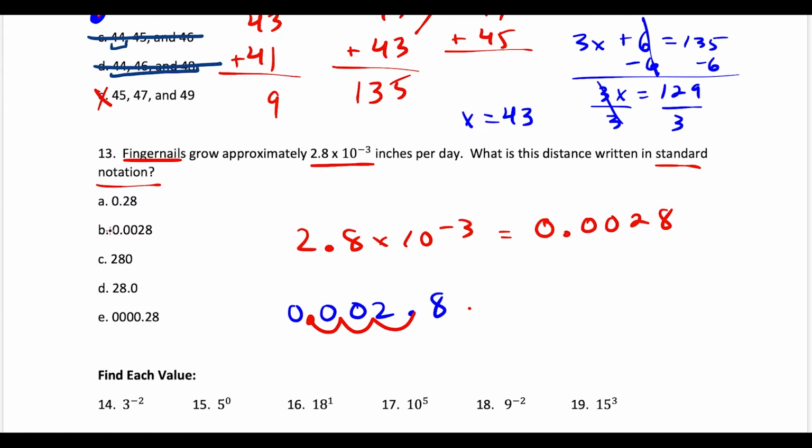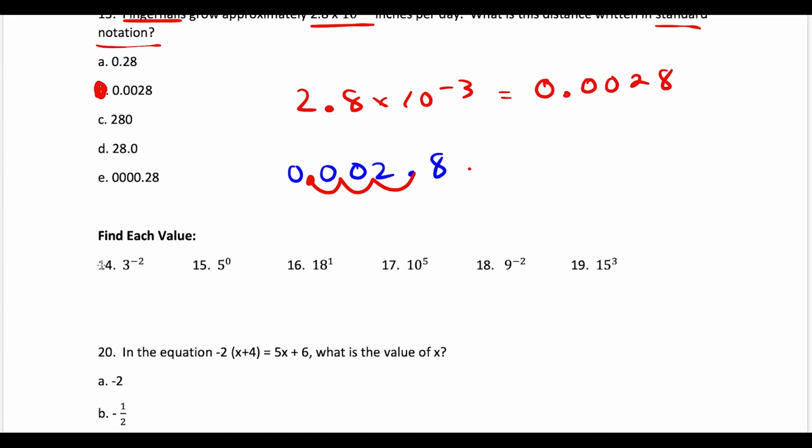So that's going to correspond to choice B. So for the next few questions, we're evaluating these exponential expressions. Now, the first one, we have a negative exponent. And just know, anytime you have a negative exponent, I'll write this rule. A to the negative b is the same thing as 1 over a to the positive b, like this.